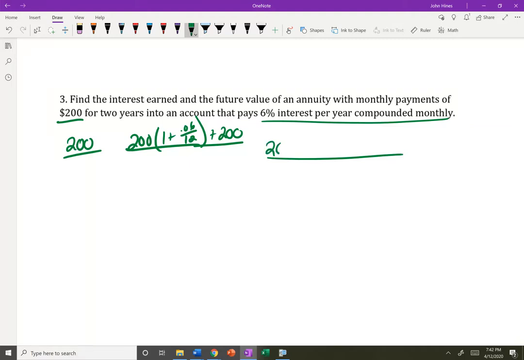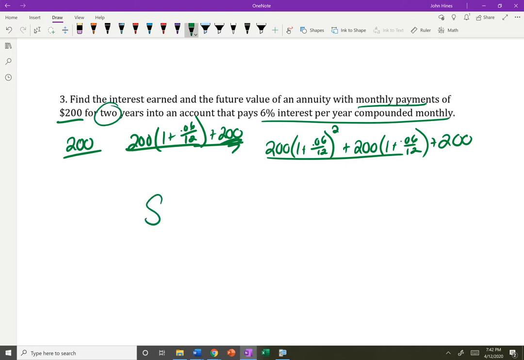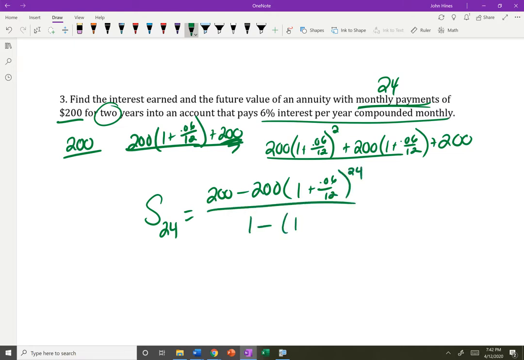Now I'm going to do it again. Everybody's going to get another dose of interest that was already there. That gets interest again. This one's getting interest for the first time. And it's a new month, so I'm adding in $200. So hopefully you notice this is a geometric series. 2 years is going to be how many payments? It's going to be 24 payments. So the sum of the first 24 terms is 200 minus 200 times the ratio to the n, all over 1 minus the ratio.